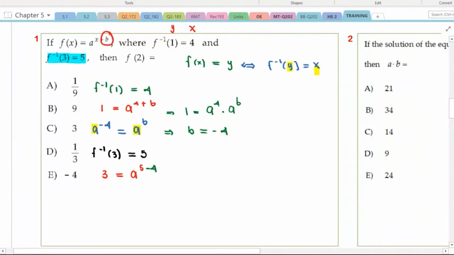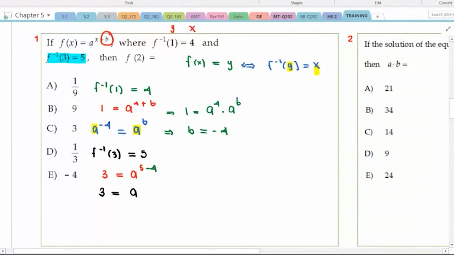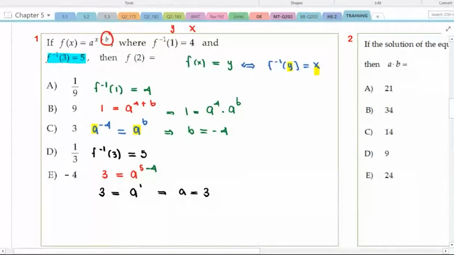And what does this one give us? So we can rewrite this one, gentlemen, as 3 equal to a to the power of 5 minus 4, that is going to be a to the power of 1. In other words, we are saying that a is equal to 3. So now we have a to be equal to 3, b equal to negative 4.